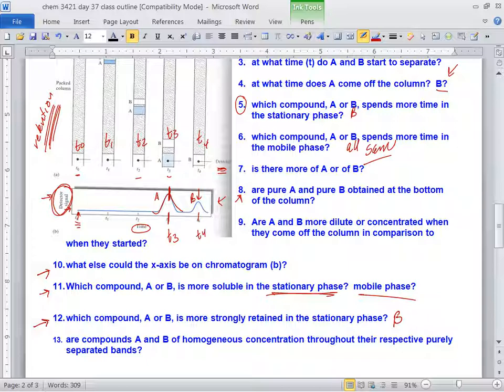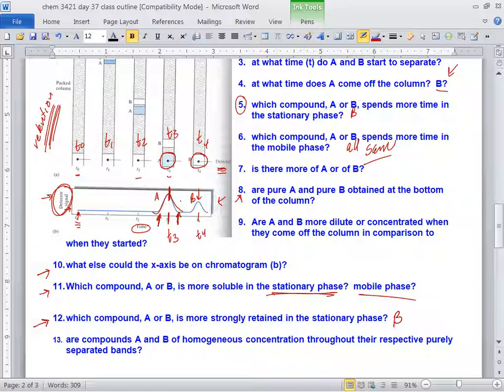Are compounds A and B of homogeneous concentration throughout their respective purely separated bands? So you collect this stuff. There's A, there's B, you collect it. It's sitting there dripping, right? I guess you'd put the beaker down around this time to start collecting A. Otherwise, you'd get even more mobile phase. You put the beaker down there, it's dripping. And then remove the beaker when you hit this, pretty much.